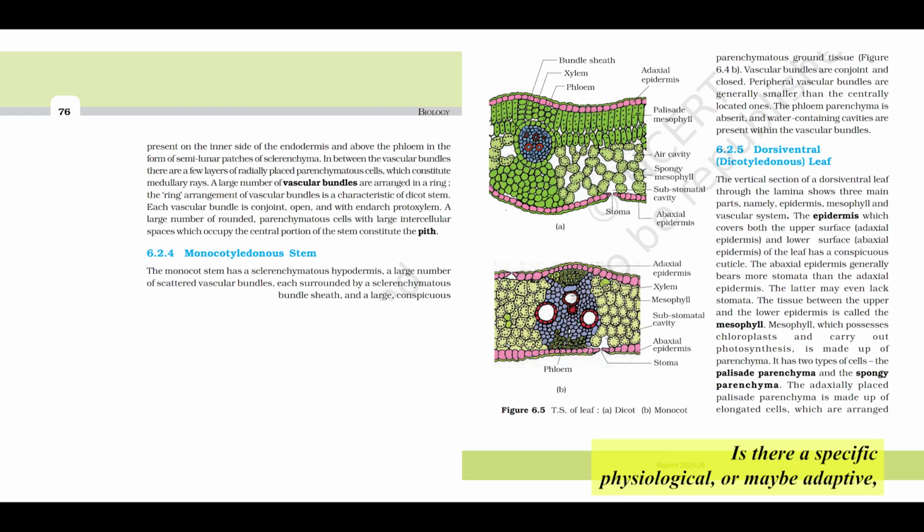Oh, yeah, that's interesting. Is there a specific physiological or maybe adaptive reason why dicot leaves usually have so many more stomata on their lower surface? That feels like it might limit gas exchange a bit.